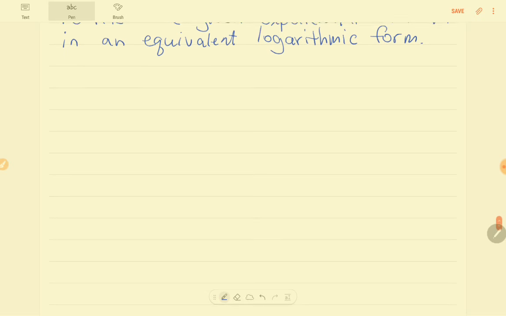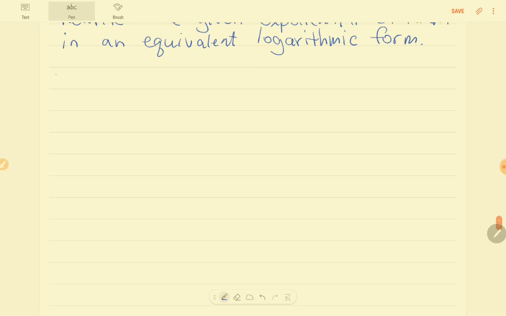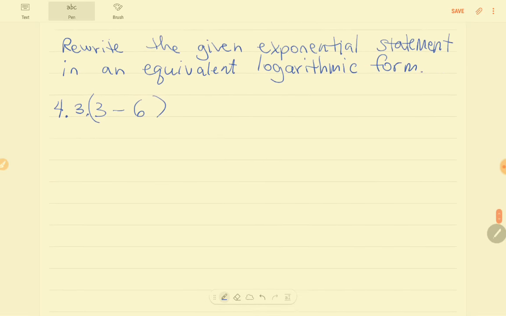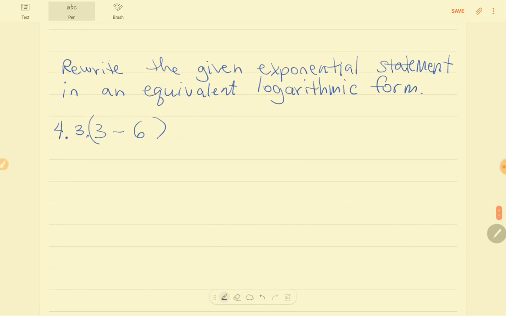Okay, so this would be in the textbook, question ID 4.3.3 is what it starts with, and they go through to number 6. And then there are some that are the other way around. So meaning that we'll start with logarithmic and we'll rewrite it as exponential.